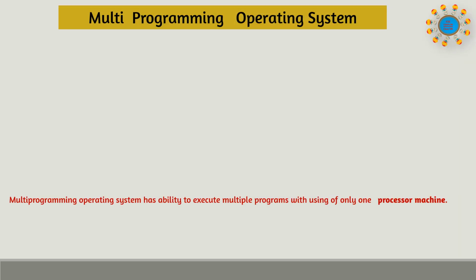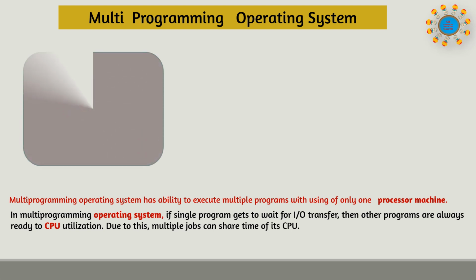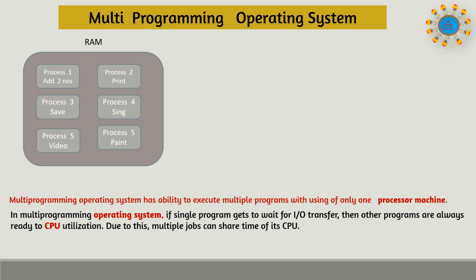Now coming to the multi-programming operating system. It has the ability to execute multiple programs with only one processor or machine. Here we can see in RAM so many processes or so many works are there: add two numbers, print the number, save the number. Multiple processes or multiple works can be done, or multiple programs can be executed, in the multi-programming operating system.